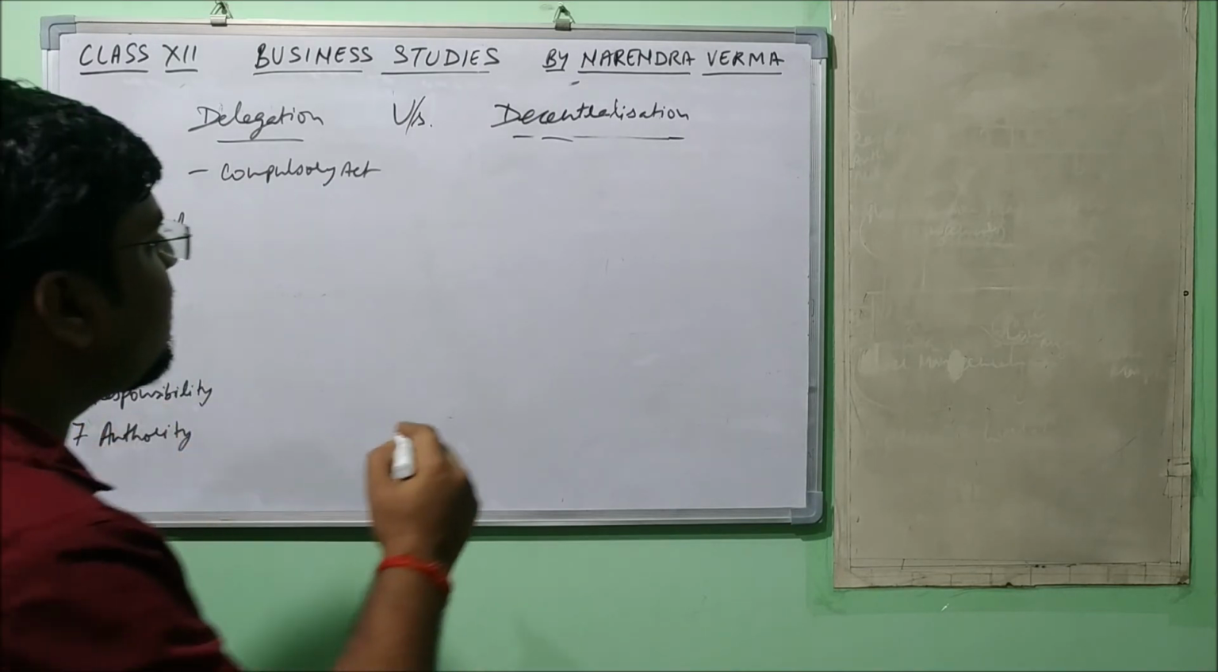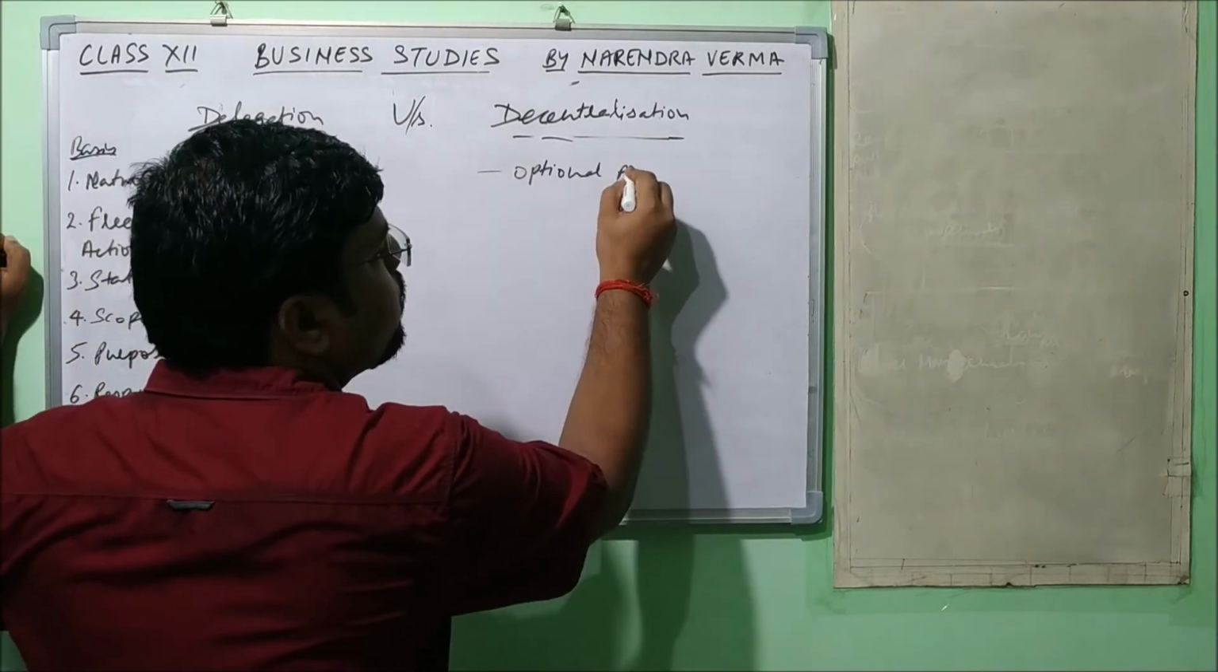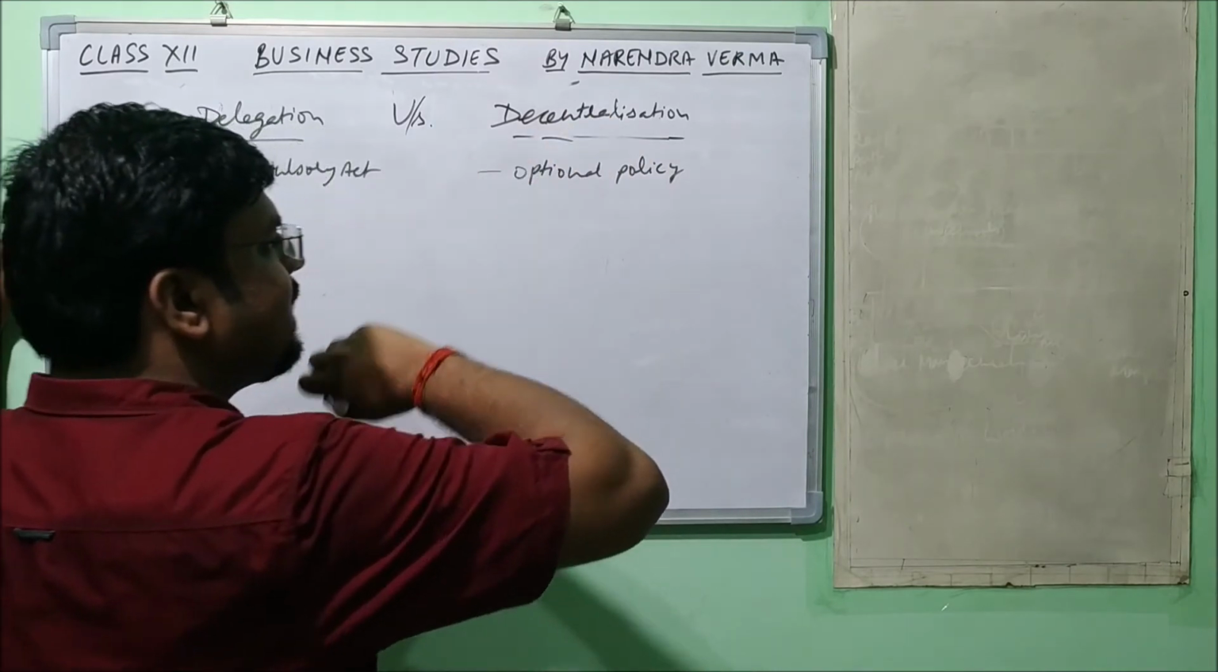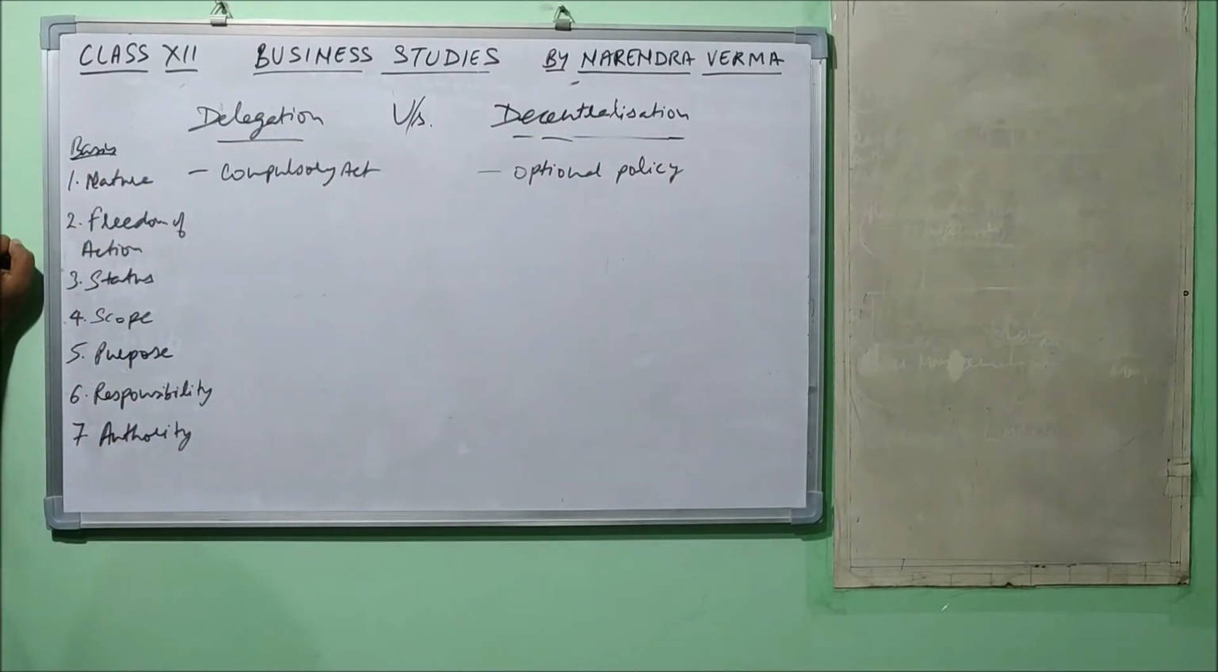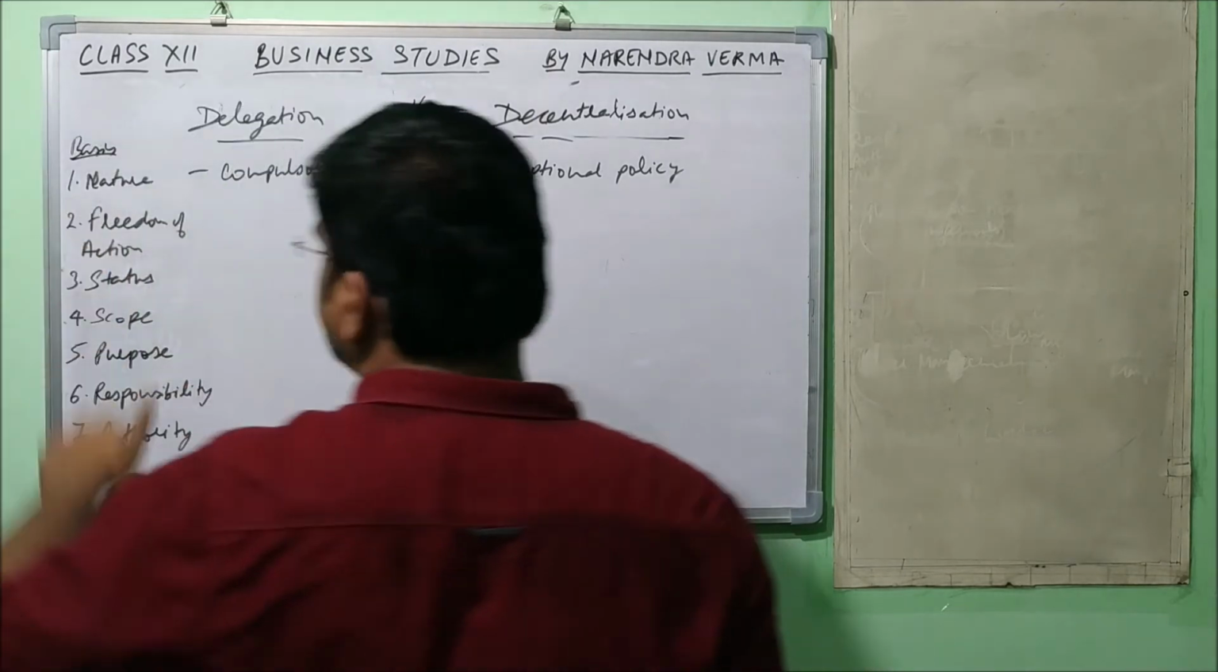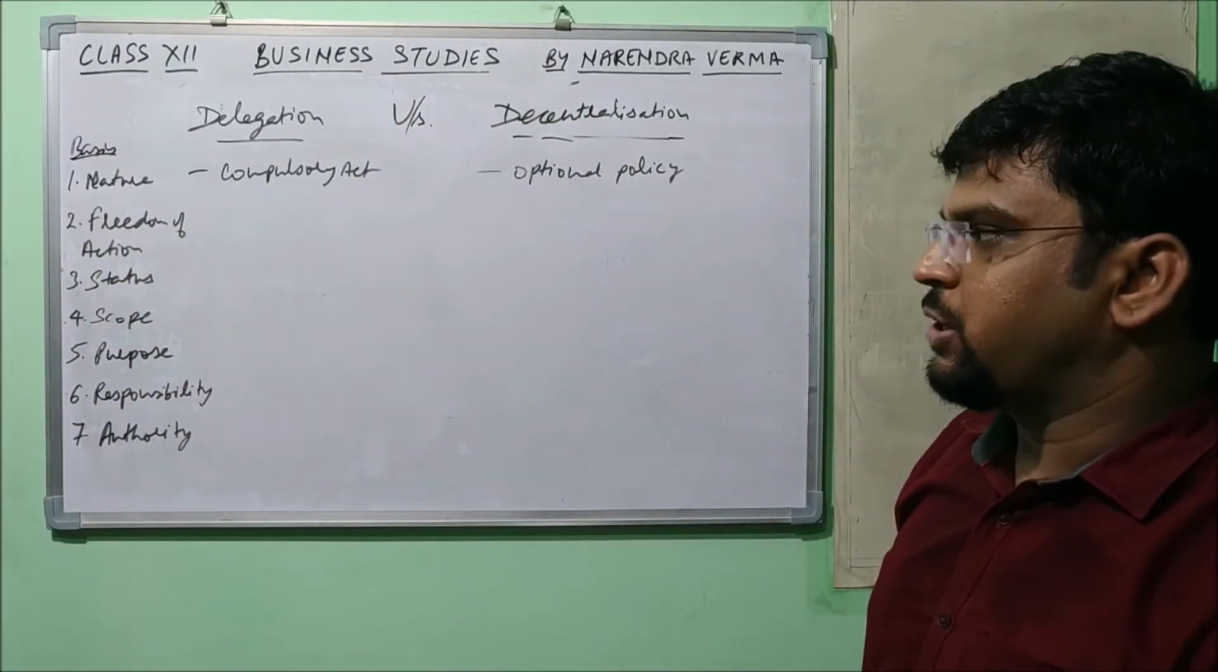But decentralization is a kind of optional policy. We have already discussed that it depends on the preference of the top level management whether they want to exercise decentralization in their organization or not. It is necessary, but still it is optional. Understood? Now let's talk about the second point, freedom of action.